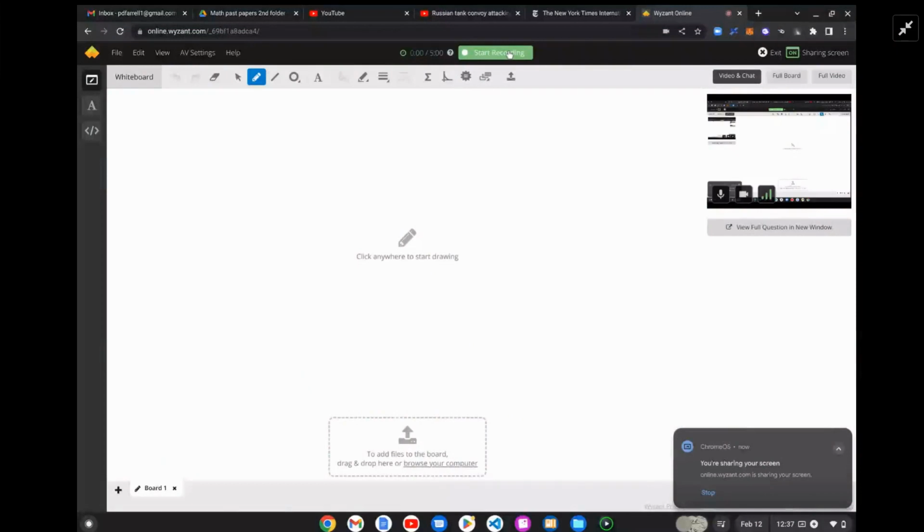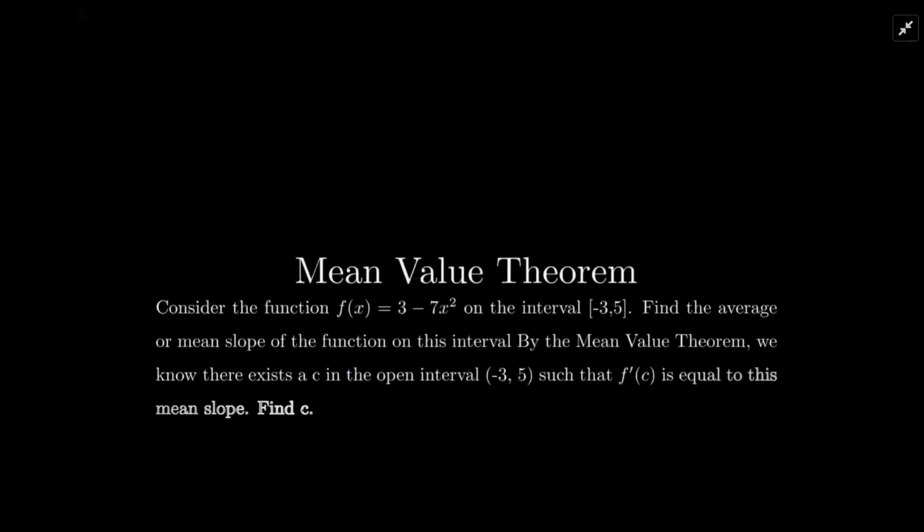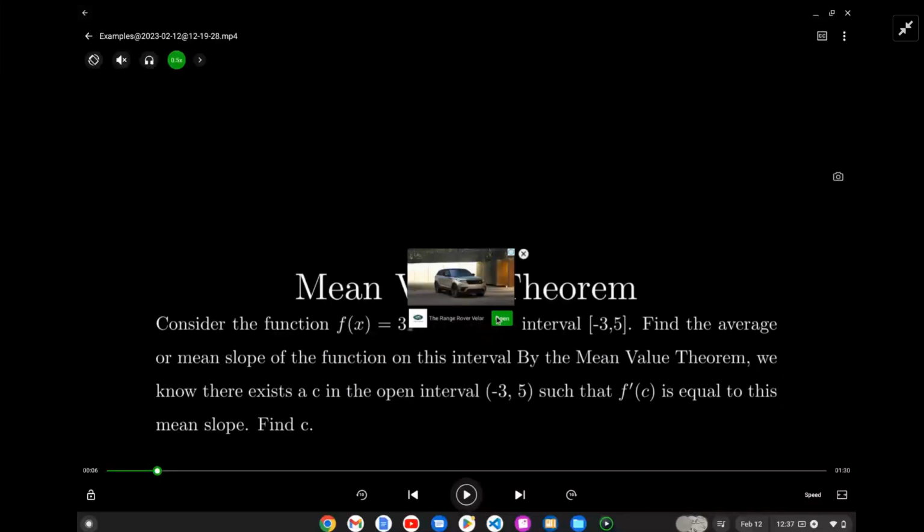We'll look at the mean value theorem. We have a function 3 minus 7x squared, an interval from -3 to positive 5. Okay, and we're going to find the average or mean slope of the function on this interval. So that would be, we'll draw a straight line from 2 points there, and I'll show an illustration of that.